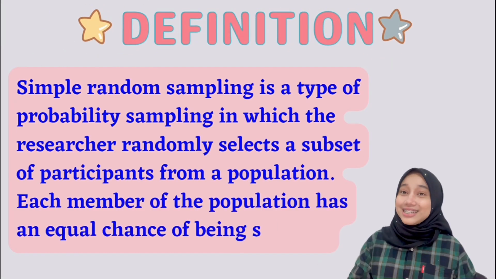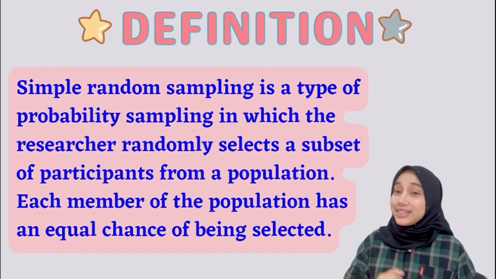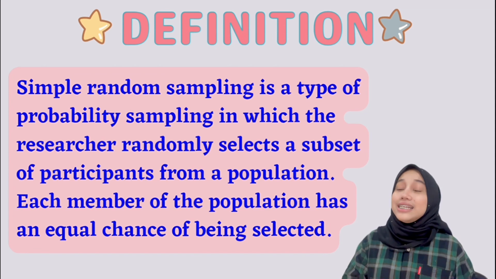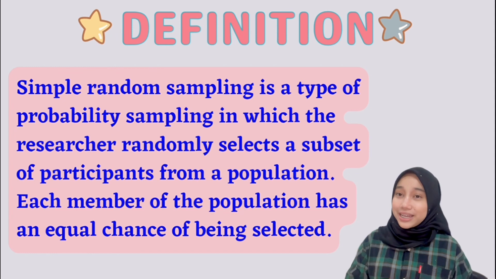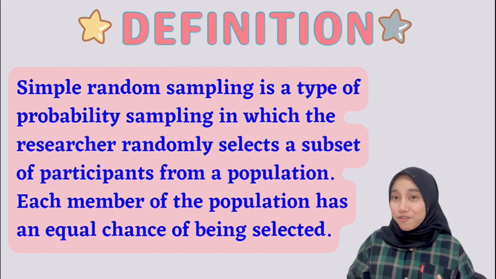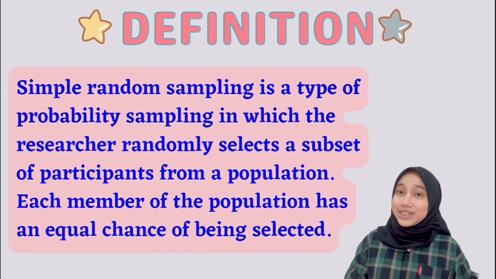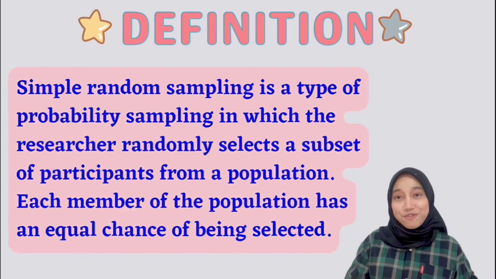Okay, the first one, let's look at the definition. What is meant by simple random sampling? Simple random sampling is a type of probability sampling in which the researcher randomly selects a subset of participants from a population. Each member of the population has an equal chance of being selected.